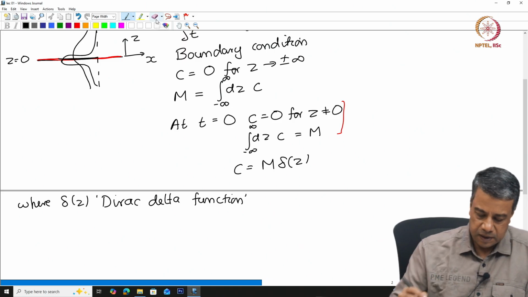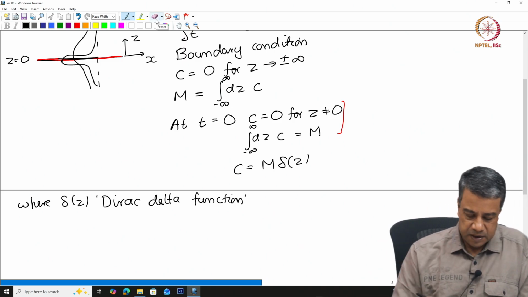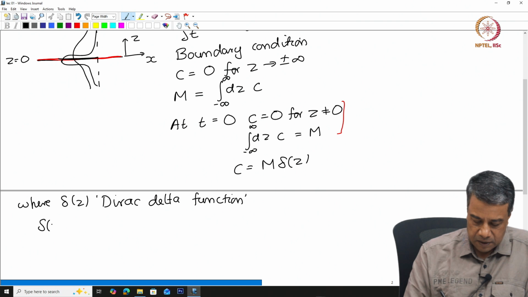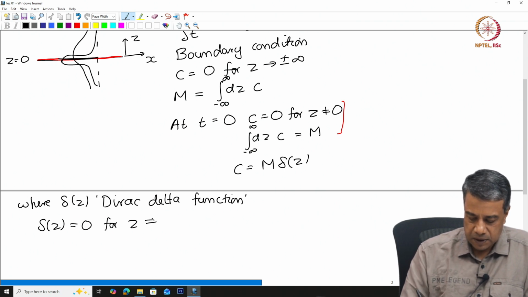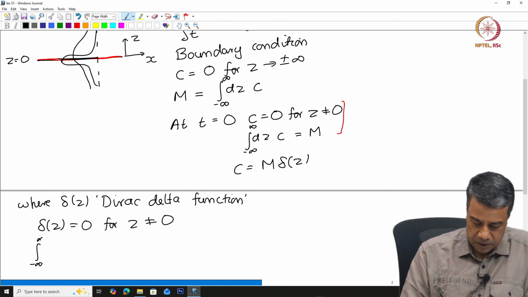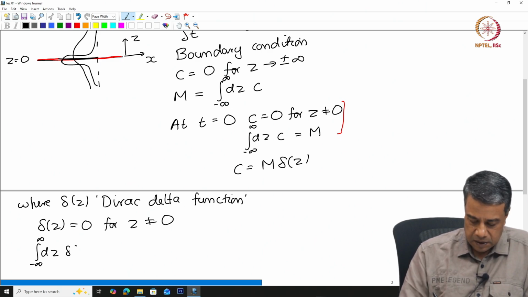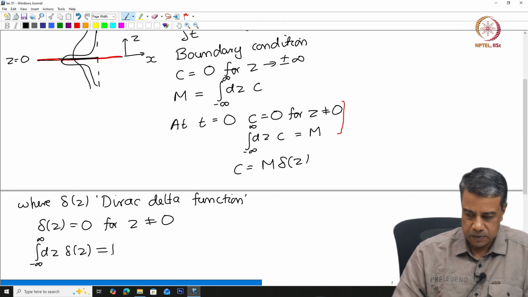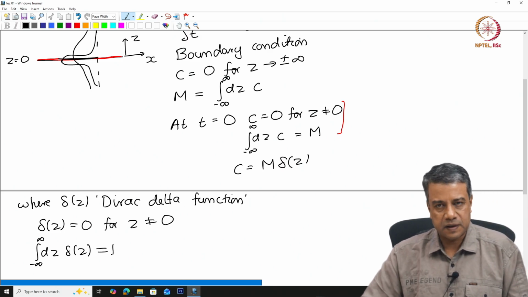It's called the Dirac delta function. It is defined this way. Delta of z is equal to 0 for z not equal to 0, and the integral from minus infinity to infinity dz delta of z has to be equal to 1. That is the definition of the delta function.